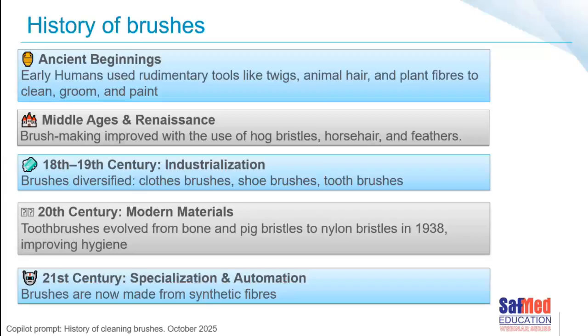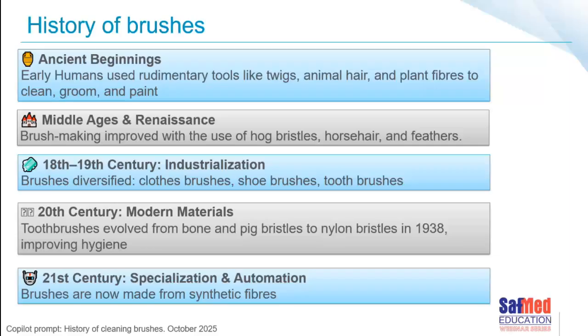A little bit of history for fun. In the ancient beginnings, early humans used all sorts of rudimentary tools like twigs, animal hair, and plant fibers to clean and groom and to paint with. In the Middle Ages and the Renaissance era, we started to use brushes, making use of hog bristles, horse hairs, and feathers. In the 18th and 19th century, there was more industrialization, of course, and brushes were starting to be made out of different materials and then being quite specific, one for clothes, one for shoes, one for teeth. In the 20th century, we, of course, have our modern materials.